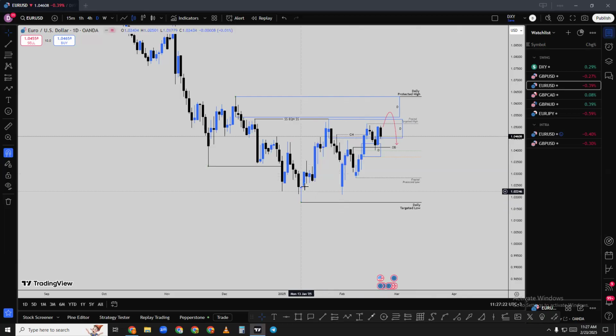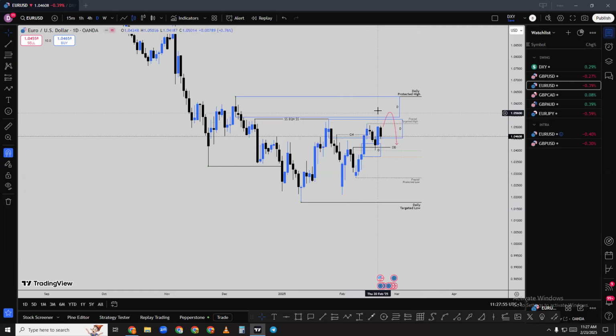But as you can see, price came down to this unmitigated daily demand order block, and you can see the move that we are getting from that daily demand level. We broke structure to the upside, and right now I can say that EURUSD is ranging. We are stuck in between the daily protected high and the daily targeted low. But that doesn't mean that we cannot trade EURUSD, because now you can see the fractal structure.